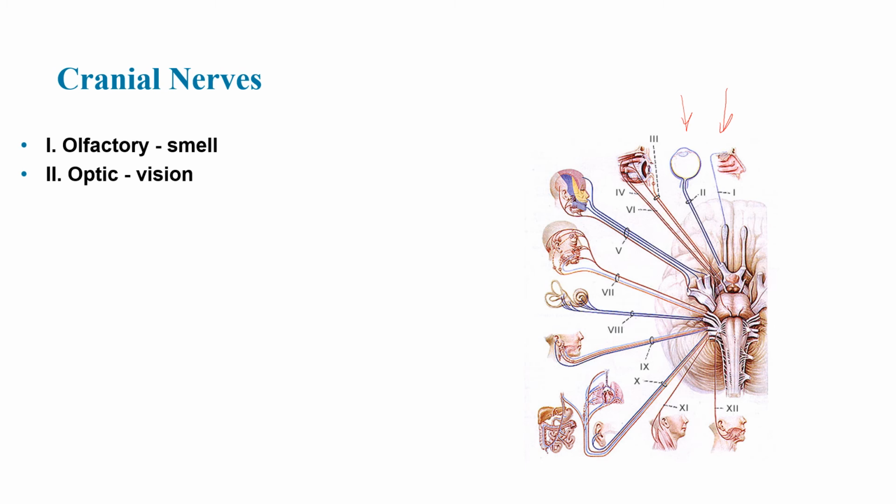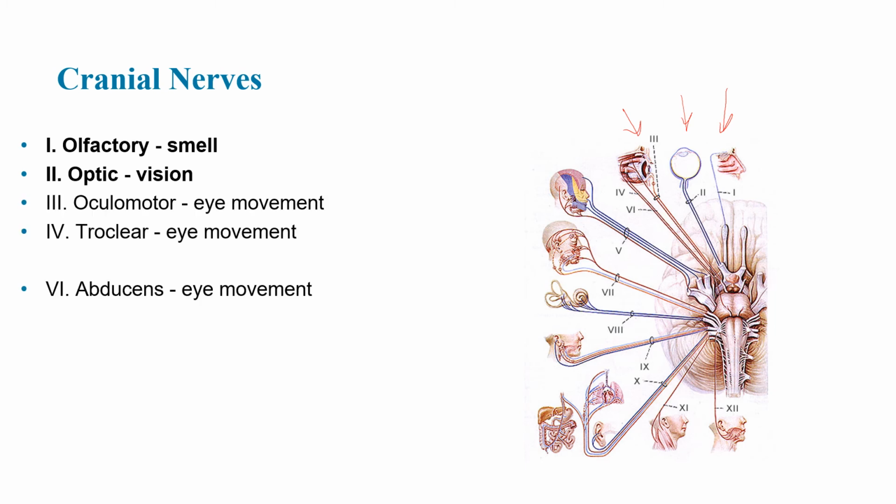Next, we're going to have 3, 4, and 6. So we're going to skip 5 and go to 6. We've got 3, 4, and 6 are all responsible for basically eye movement in different directions. So we have a lot that relates to eyes. This is important because our eyes need to move fast for survival. Your eyes are actually always moving. We'll talk about that when we talk about vision later with saccades and how your eyes are always moving. So these 3 nerves are for the eyes.